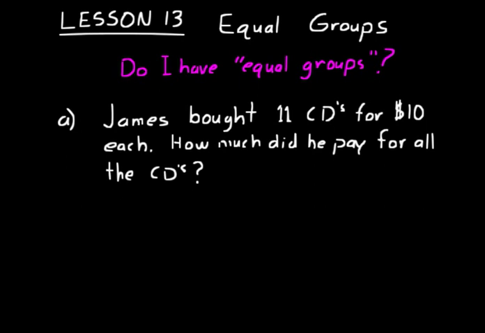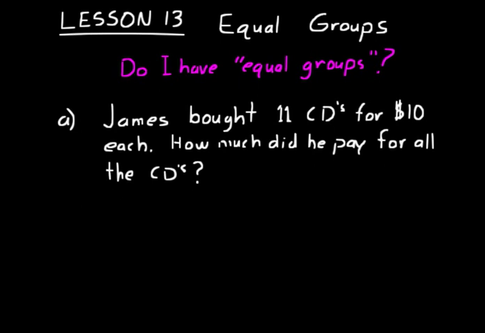The group is not always going to mean a particular number of items, but it could mean a dollar amount. That's what we're talking about as the group. A group of money, basically. $10 worth of money is what each CD costs. So maybe equal amounts is a better way to think about this particular problem. Do I have equal amounts? Yes, each CD is an equal amount of money.